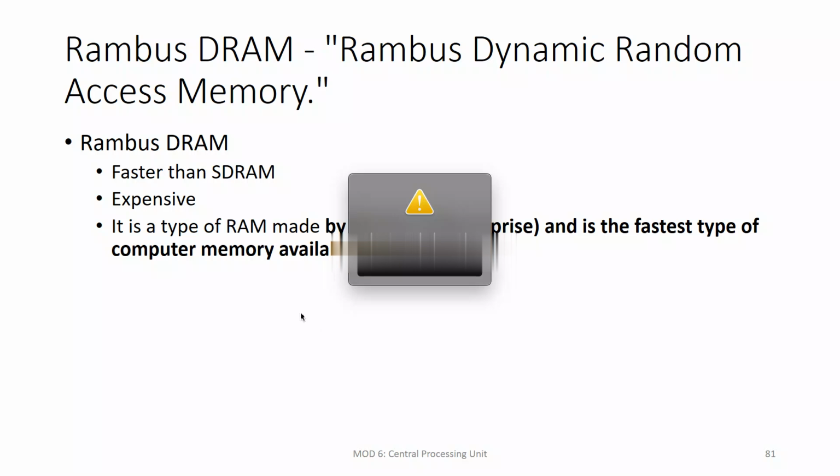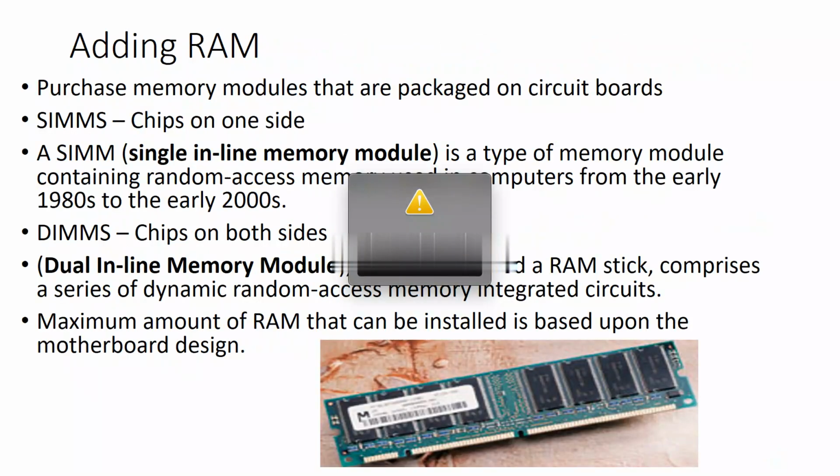So in addition to all that, we also have the SIMMs, the chips on one side, called single inline memory modules. We also have the dual inline memory modules that can be combined to form sections. These are the circuit components that are contained within the RAM.